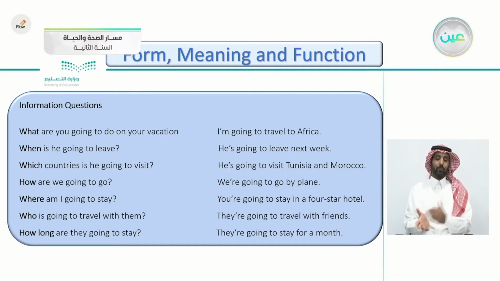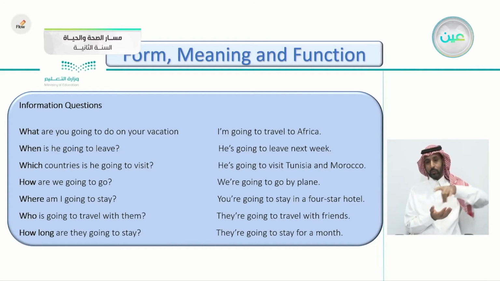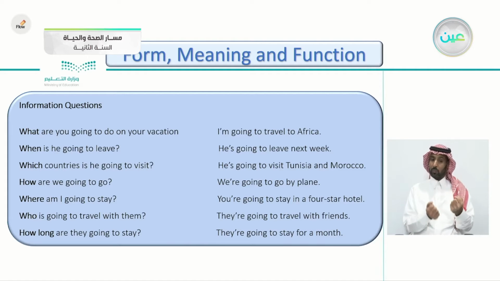Next, which countries is he going to visit? So you're asking which, meaning what did he choose? Which countries is he going to visit? He's going to visit Tunisia and Morocco. How are we going to go? We're going to go by plane. So you're asking about the method of going, what vehicle we will be using.